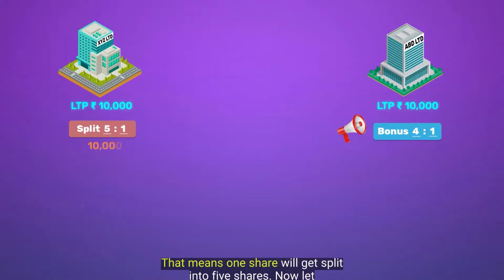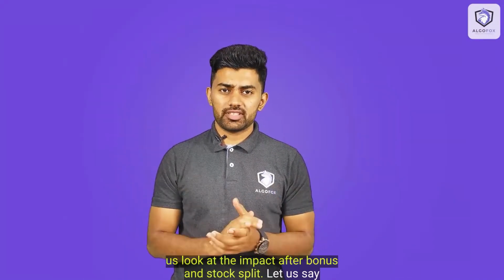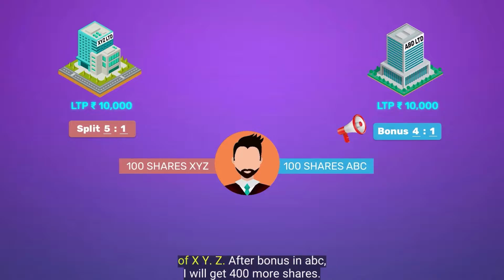That means one share will get split into 5 shares. Now let us look at the impact after bonus and stock split. Let us say I as an investor am holding 100 shares of ABC and 100 shares of XYZ.